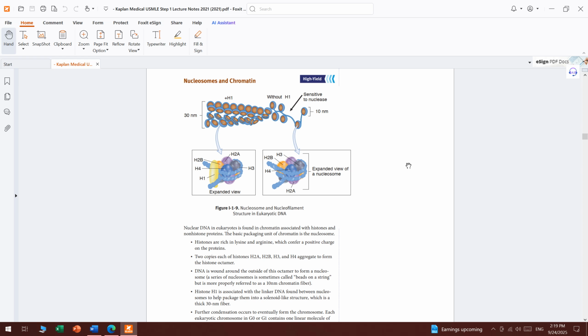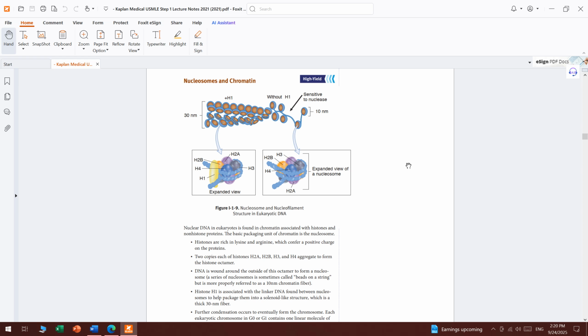A series of these nucleosomes connected by stretches of linker DNA gives chromatin the characteristic appearance of beads on a string under an electron microscope. And this structure is more formally referred to as a 10 nanometers chromatin fiber. This level of packaging reduces the length of DNA by about 7-fold.